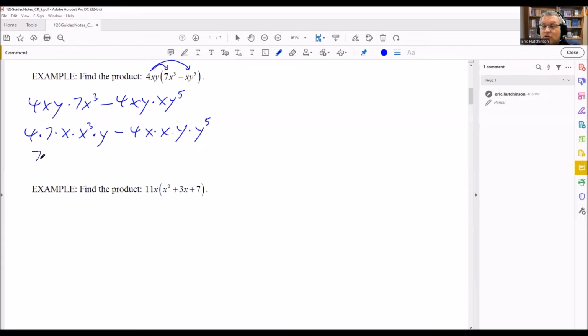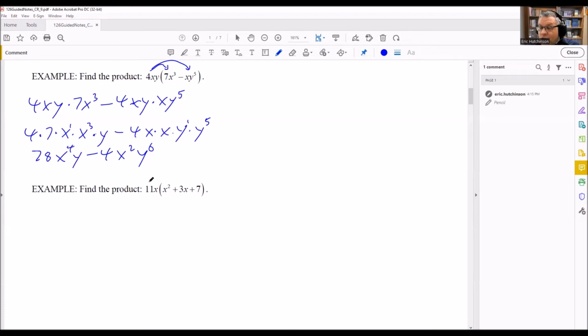4 times 7 is 28. Now for these, I'm going to add the exponents together. So I have x, and 1 plus 3 is 4. That's y to the first power. Next, I have a minus 4, and I have x squared. When you multiply two things with the same base, you're adding the exponents. That's what we're doing here. A 1 and a 1 will give you x squared. Now there's a 1 here as well. When you add the exponents together there, you get y to the sixth power, and that would be your answer. These two are not like terms, so we can't combine them any further.